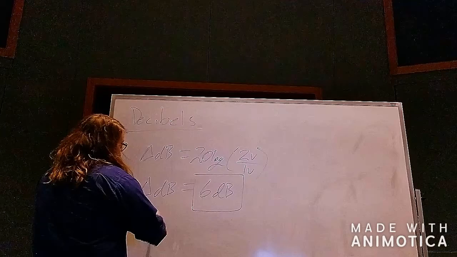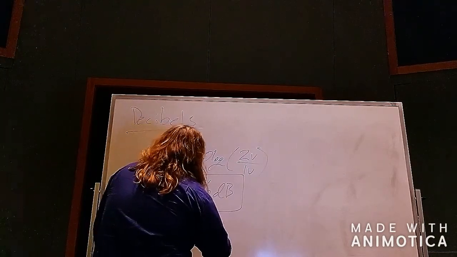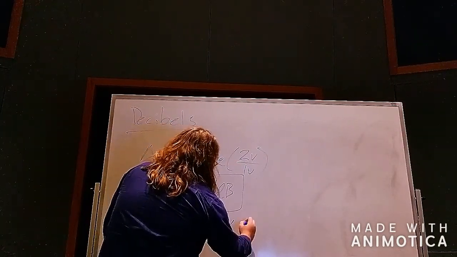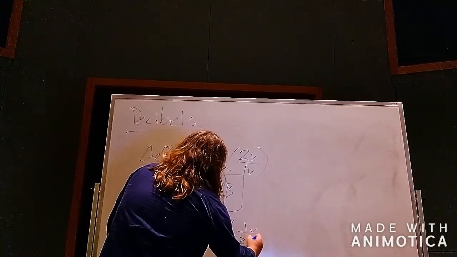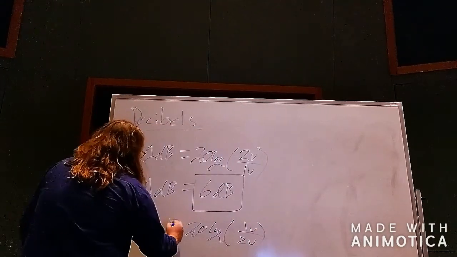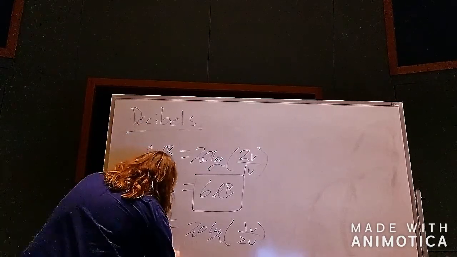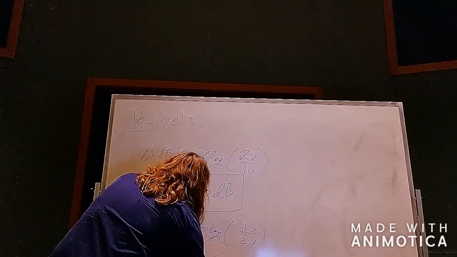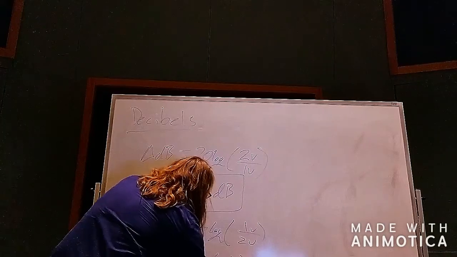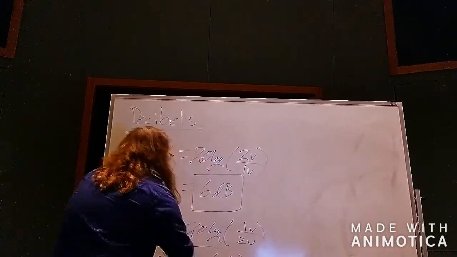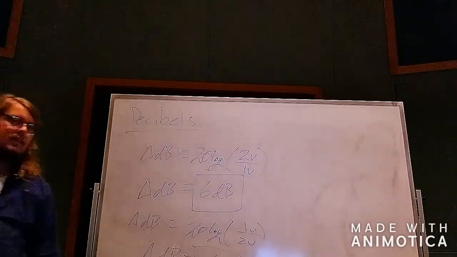So all that would change, 20 log of 1 over 2 volts, is the sign. The change in decibels is the same. We just went down 6 dB. Okay? So that's an important number to keep in your head.